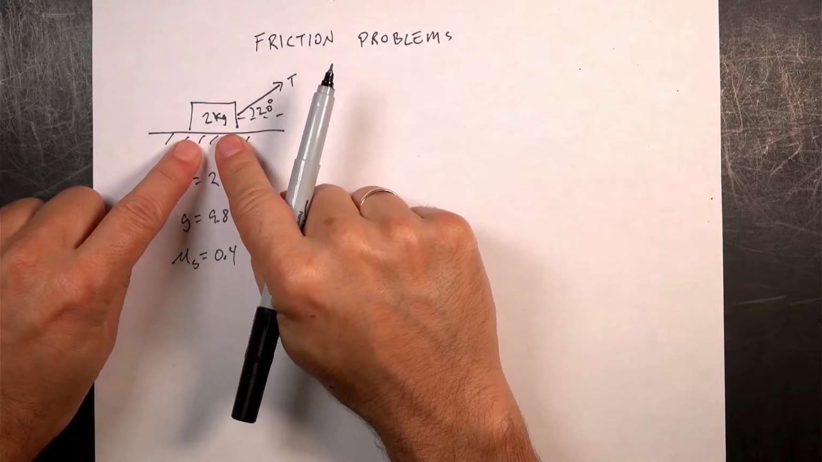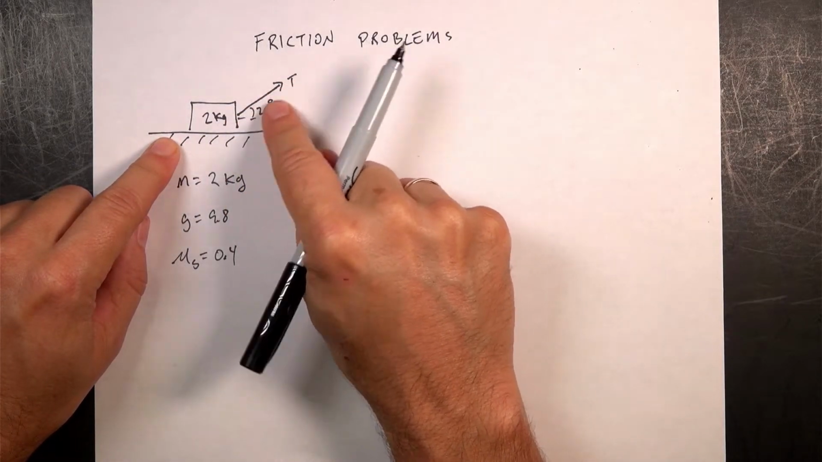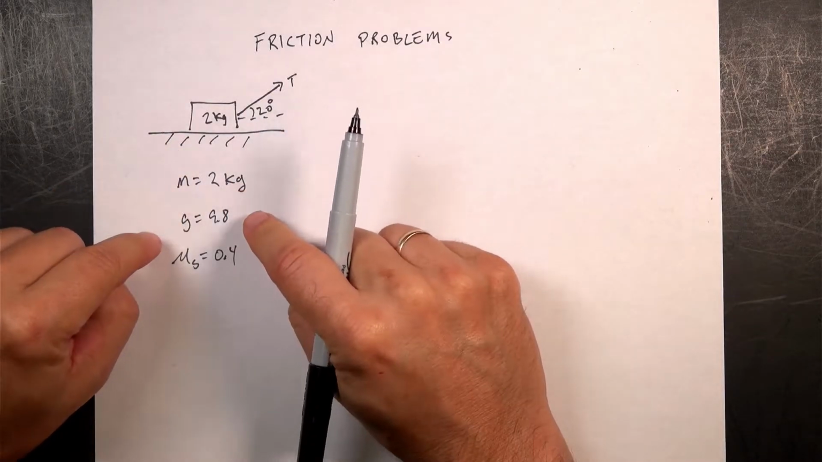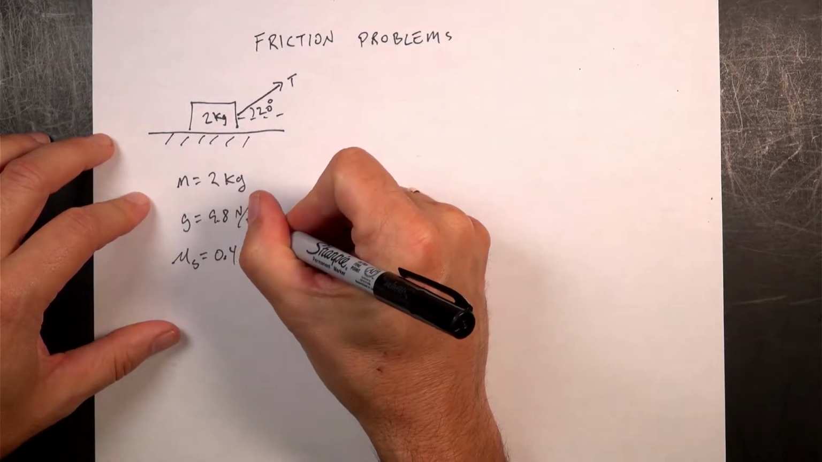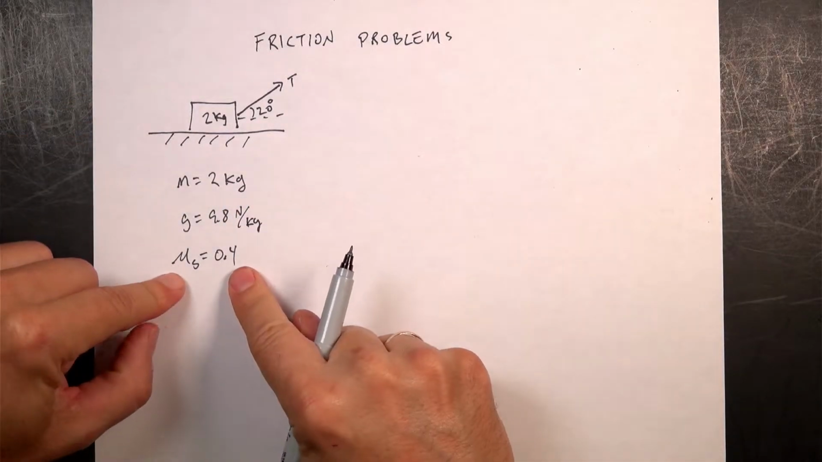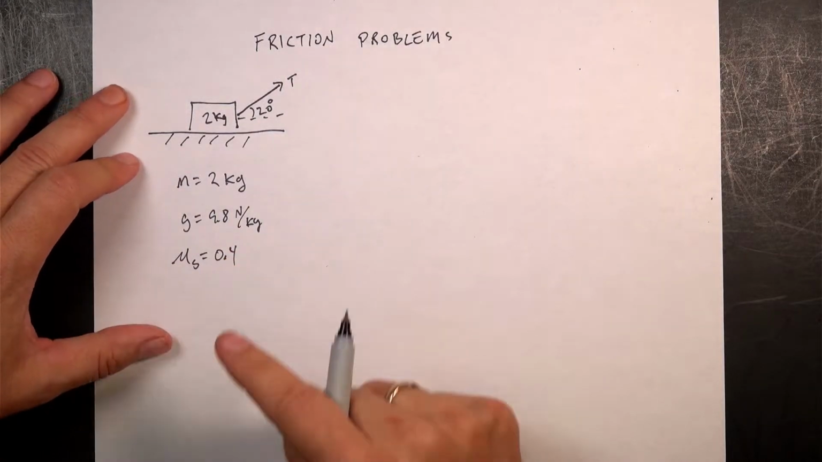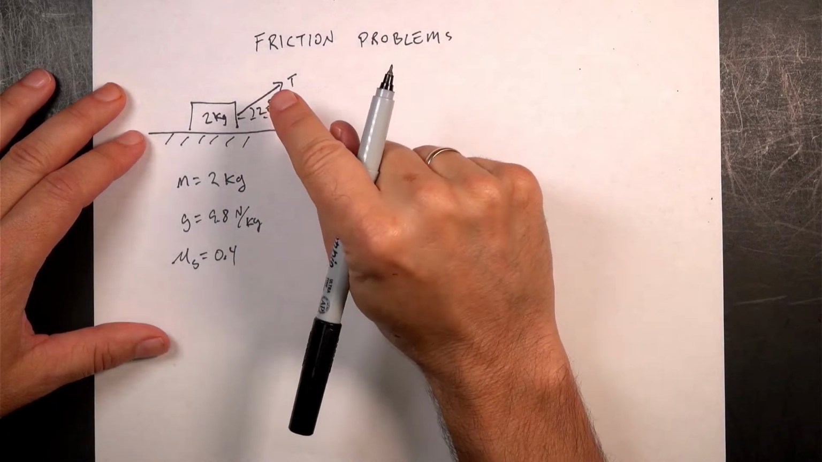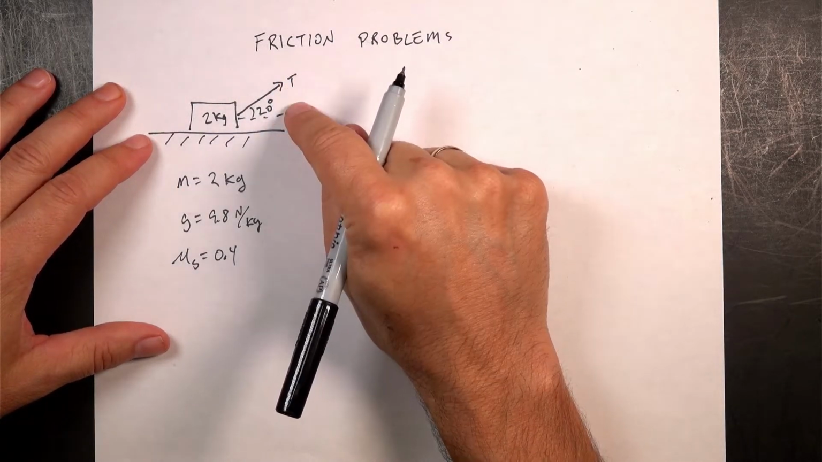So I have a 2 kilogram block sitting on a surface, and it's being pulled up by a rope at a 20-degree angle. The mass is 2 kilograms. The gravitational field is 9.8 newtons per kilogram. And then the coefficient of static friction is 0.4. That has no units. So the question is, what's the question? I didn't ask the question. The question is, how hard would I have to pull on this to get it to move?